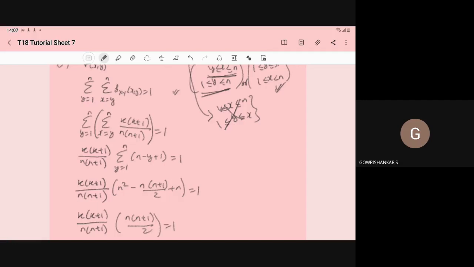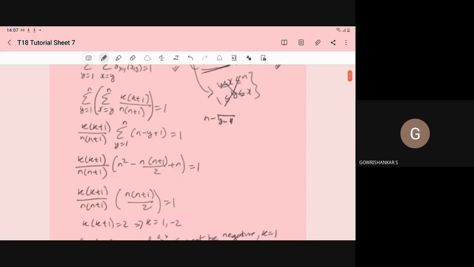So we have the summation from y equal to 1 to n, and inside we have n minus y plus 1, so that many times we have the 1. So n minus y plus 1 is the count. Now we have to take the sum of this. So here we have the summation from y equal to 1 to n of n minus y plus 1, which is equal to 1. So here we write the n, n times.